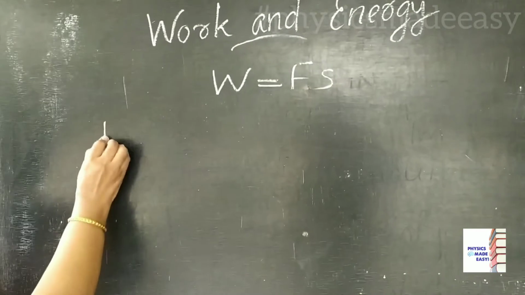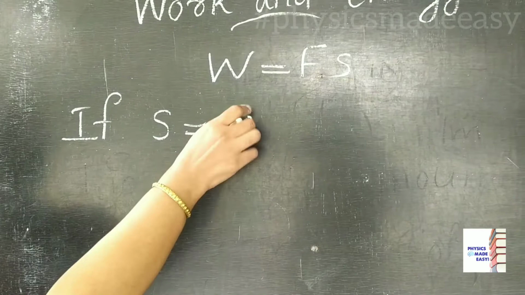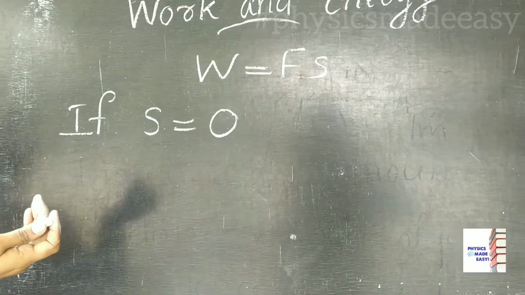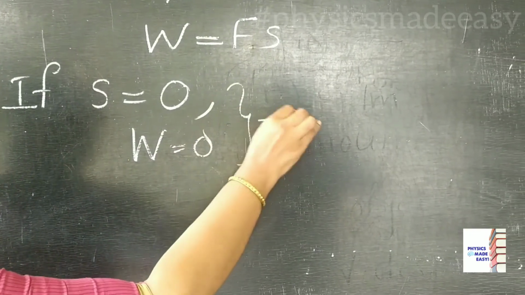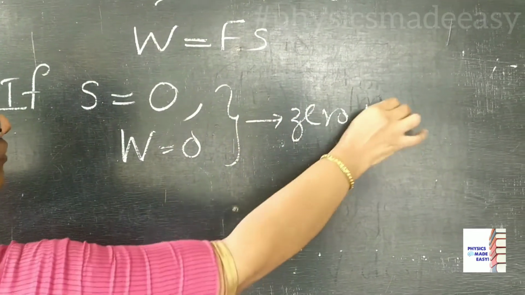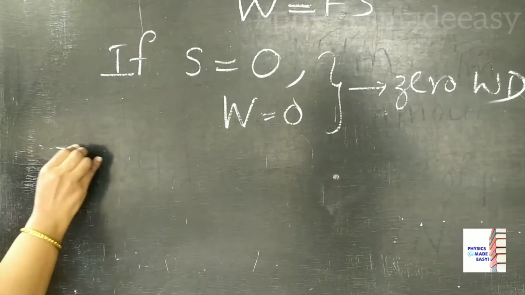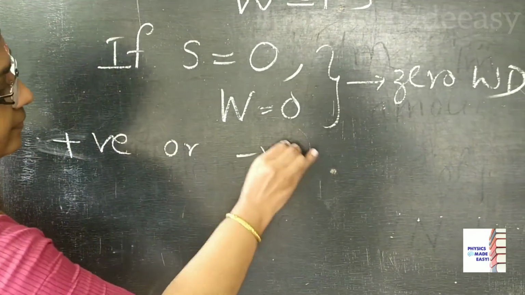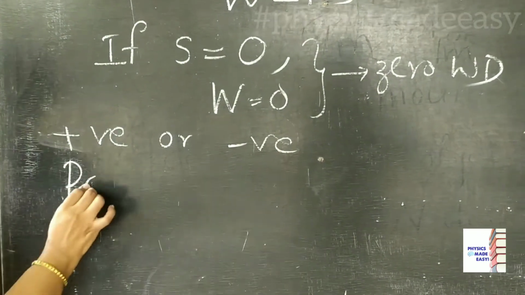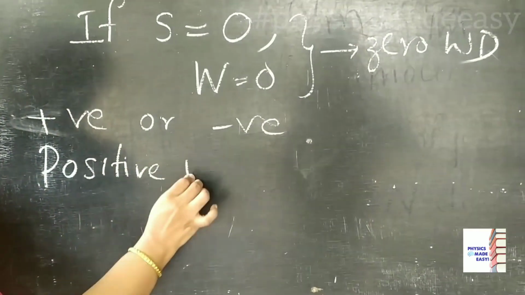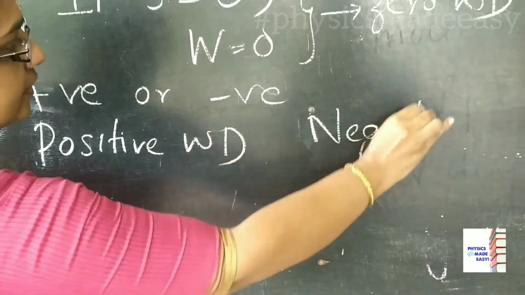First one: if there is no displacement, S is equal to 0. The force is applied on that object and that is not moving. No displacement for that object means we can say work done is 0. Then this work done can be either positive or negative. When will it be positive, when will it be negative? If the work done is positive, we call that positive work done. If it is negative, we call that negative work done.